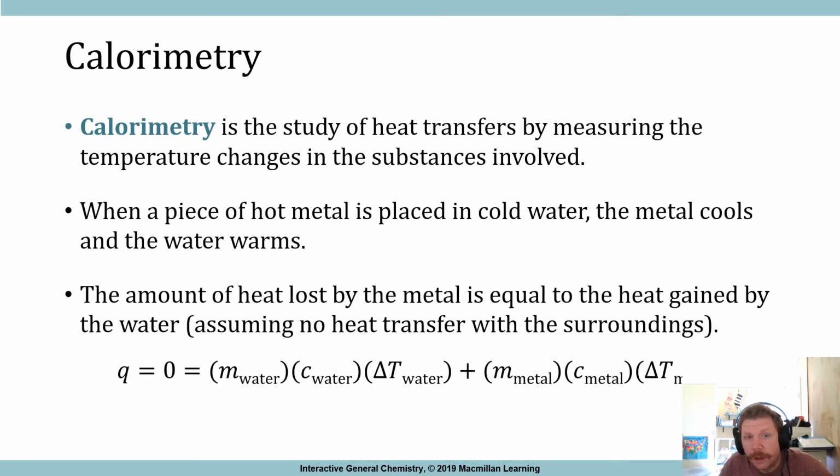The amount of heat lost by the metal is equal to the heat gained by the water, assuming no heat transfer to the surroundings. And we can go ahead and operate under that assumption, no heat transfer with the surroundings. So using our equation Q equals mc delta T, we can set up the following. Q is equal to 0, which is equal to mc delta T for water plus mc delta T for the metal.